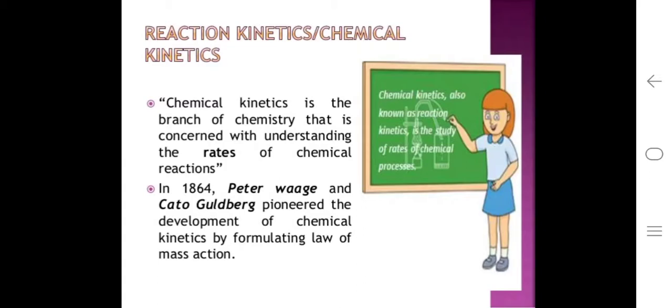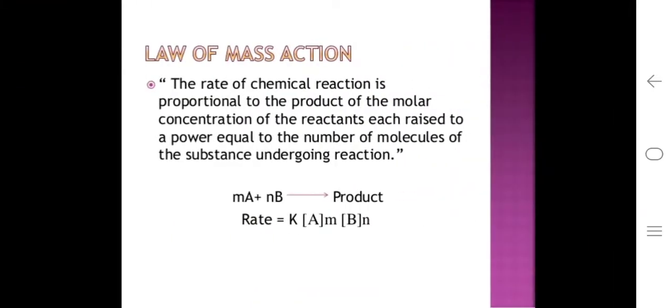Chemical kinetics is the branch of chemistry that is concerned with understanding the rate of chemical reaction. In 1864, Peter Waage and Cato Guldberg pioneered the development of chemical kinetics by formulating the law of mass action.